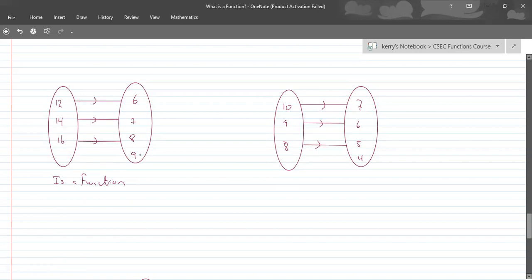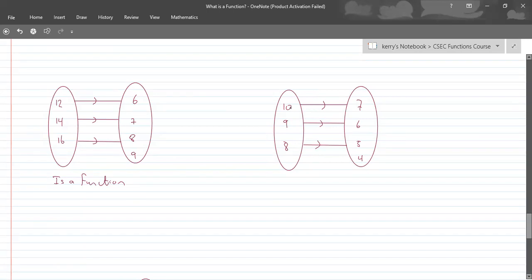So don't really take output values into consideration. The definition of a function, or whether something is a function, only depends on the input values. As long as each input value has only one arrow coming out of it, it is a function. So think about this one here. What do you all think? Feel free to pause and think it through.